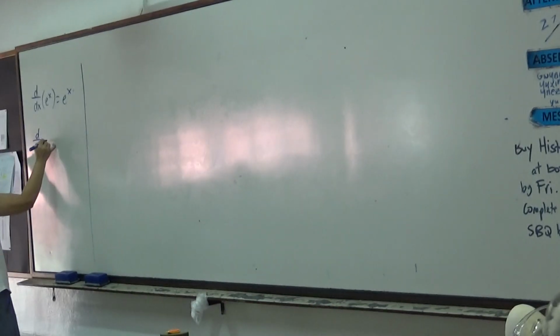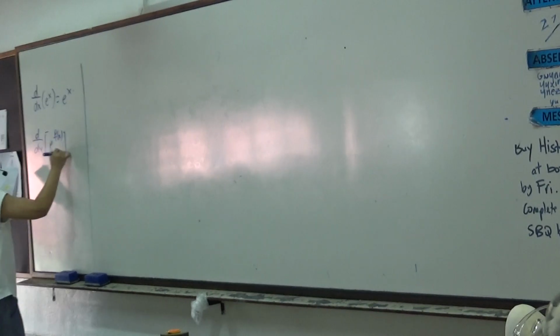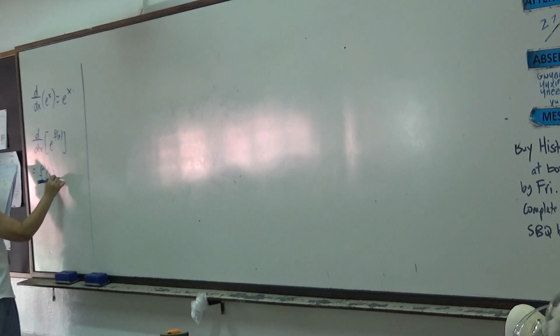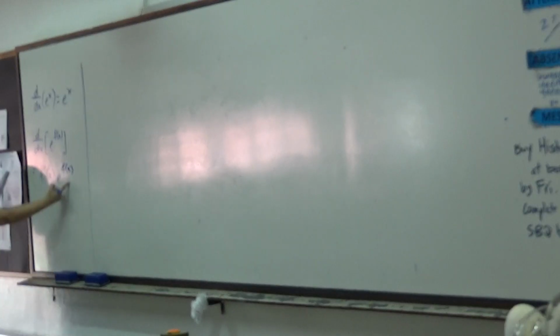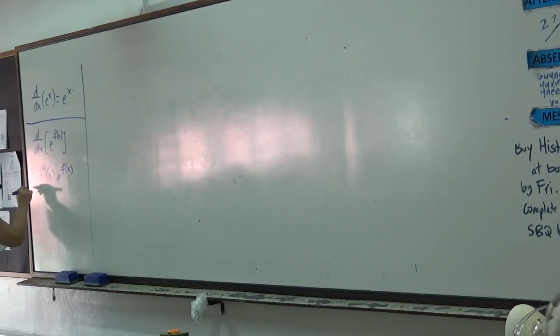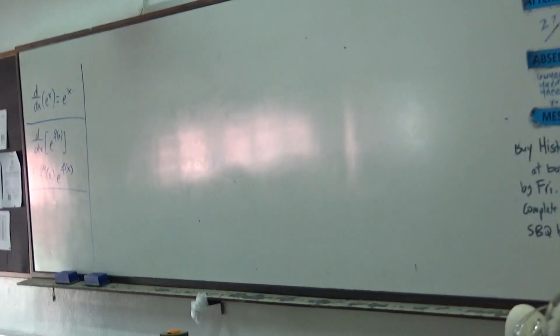d over dx of e^f(x). When you differentiate this, you write out the original, then you times the differential. Right? Remember yesterday I gave you this. So this is the first one. This is the second one. Okay? Alright. Now, let me go through the examples now.